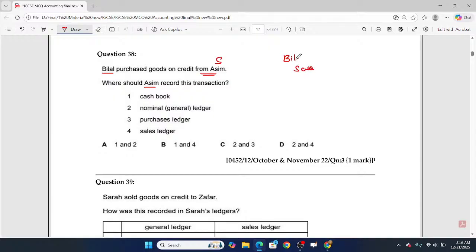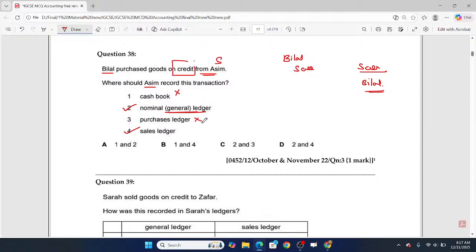On credit means in the sales ledger, you have to post this as Bilal. Is that clear? Now, the sales ledger is correct. And another one being the nominal ledger. You can post that in the general ledger. Is that clear? Not in the cash book because it's a credit transaction.